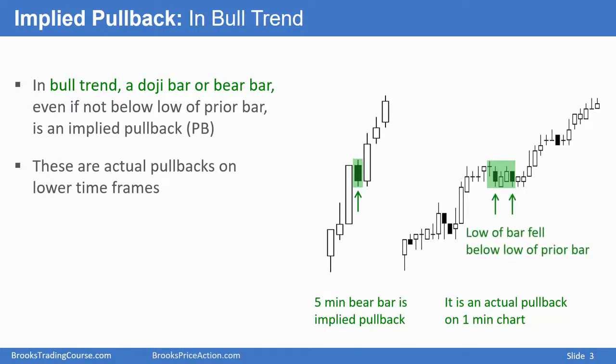That's important because pullbacks tell you that the trend is probably going to resume soon, and it gives you an opportunity to enter. So traders look for pullbacks and they enter. If they see an implied pullback on the 5-minute chart, they may choose to buy at the close of that bear bar, betting that the trend will resume and that it's only a small pullback on the 1-minute chart. I'm always paying attention to pullbacks, even implied pullbacks. Here a bear bar, here a prominent tail.